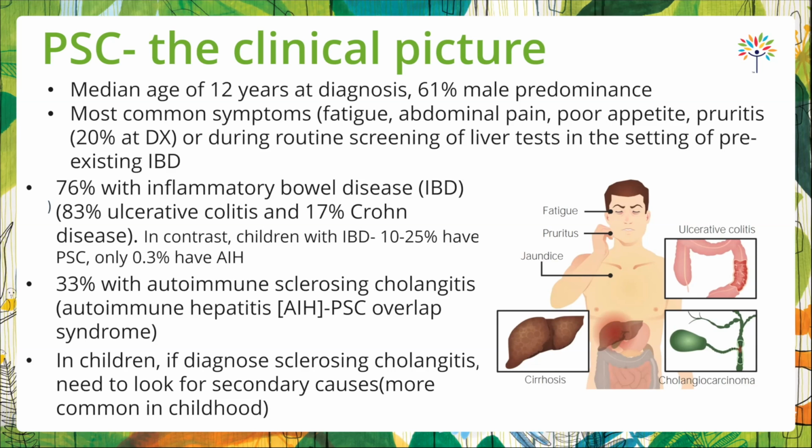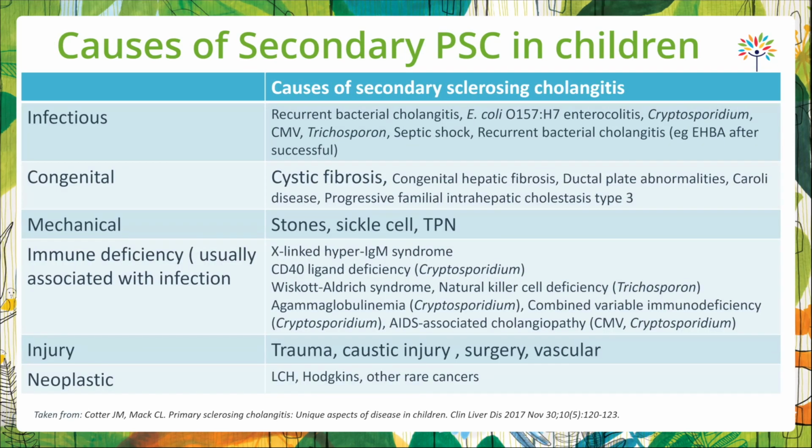And primary basically means we don't know what the cause is, whereas secondary sclerosing cholangitis produces changes in blood tests and X-rays that look like sclerosing cholangitis, but are not sclerosing cholangitis. And in this slide, you'll see some of the other causes of these sclerosing cholangitis-like illnesses. And these are things that your doctor will be looking for to make sure that they're not the cause.